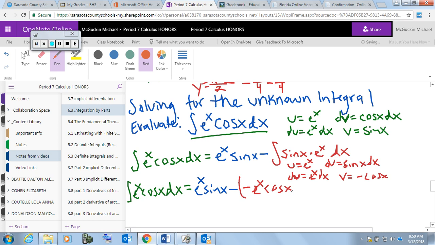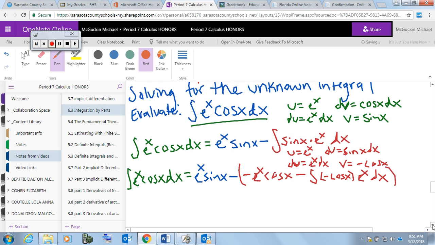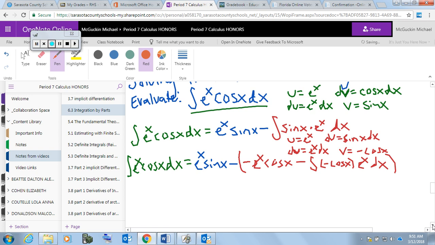And then we would have minus the new integral of v times du. So that would be negative cosine of x times e to the x dx. Okay? So we have all of this as being a part of our new integration by parts. And so let's just continue to simplify down.